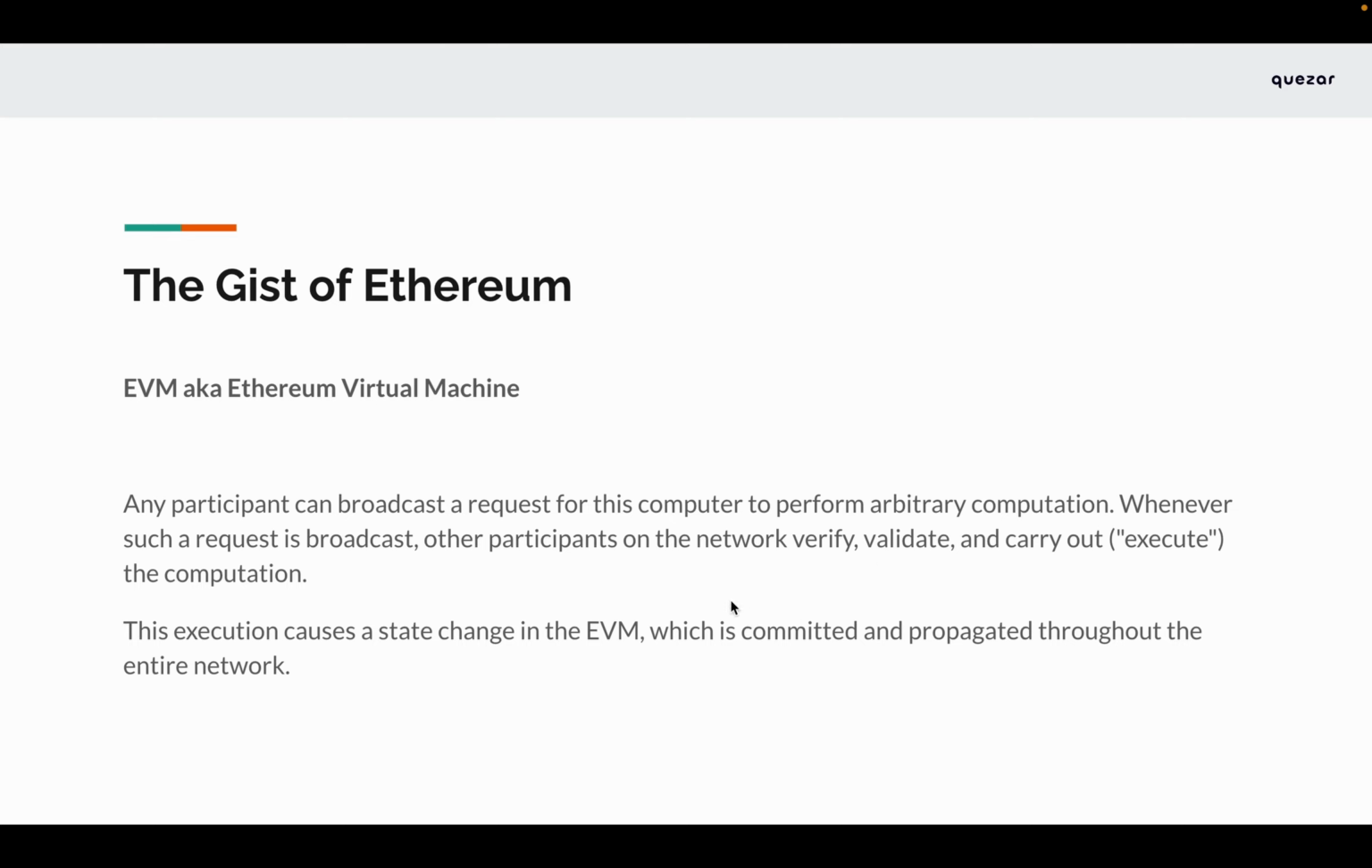transaction. So, whenever you initiate such a transaction request, it is broadcasted on the entire network. It is then verified, validated, and the computation is carried out. This computation results in a state change of the EVM. Like earlier, you had 100 USDC in your account balance. Now you don't. You have an equivalent amount of Ethereum in your account. So the state of the EVM is changed now. This change is committed and propagated throughout the entire network, and each node of the Ethereum network keeps a copy of this new state.